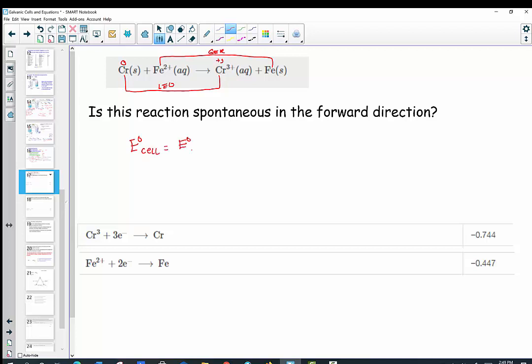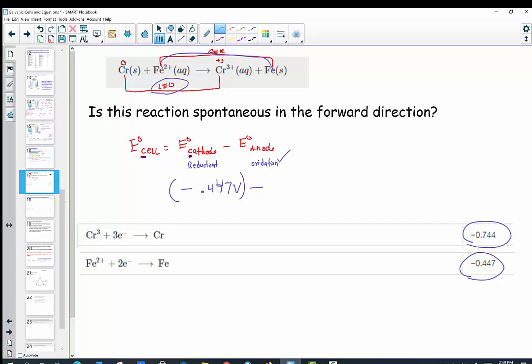The Ecell is found by taking the cathode minus the anode, not stoichiometrically dependent. It's an intensive property. Do not flip the signs. Again, just stressing, I put the two C's together. That helps me. And these are both consonants, so that helps me just quickly remember definitions. What's being reduced? The iron. Since the iron's being reduced, it's written first, minus 0.447. What's being oxidized? We said that was the chromium. From the standard table of reductions, its value is negative 0.744.